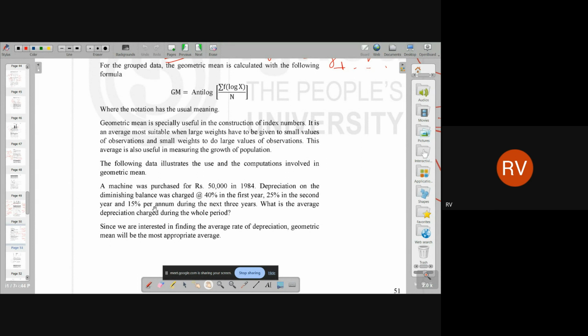Formula for finding the geometric mean. Here the depreciation is by the diminishing balance method. In the first year, depreciation is 40%. Then the second depreciation is 25% of the remaining 60%. That is the diminishing method.